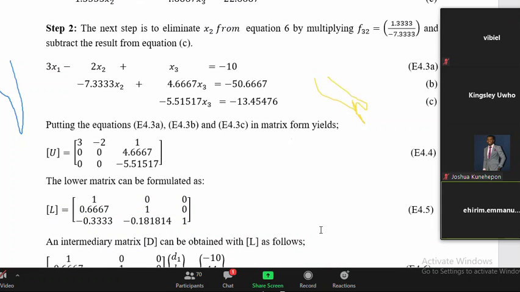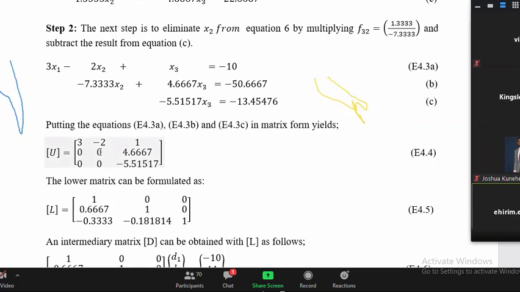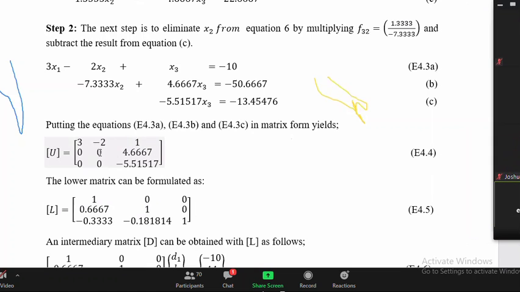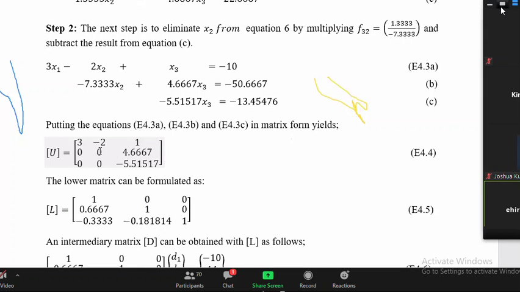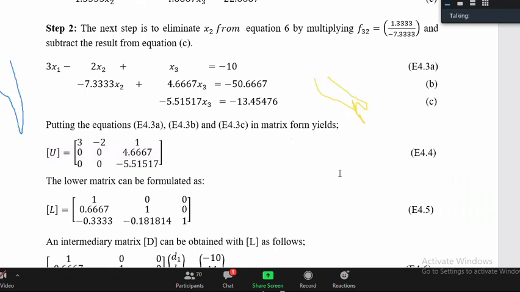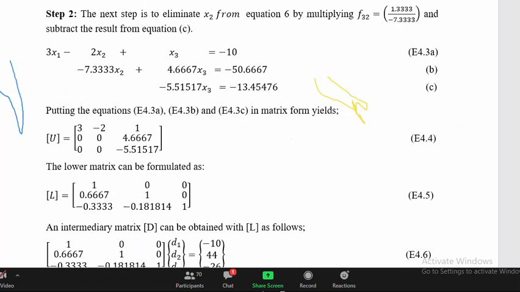As a matter of fact, if you multiply this lower matrix with the upper matrix, this is not 0 here. This is minus 7.3333. Please make sure you correct it in your book. So I'm saying that if you multiply this and this, you will go back and get the matrix A in 4.1.